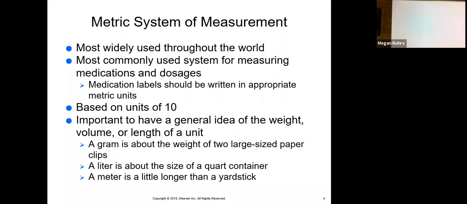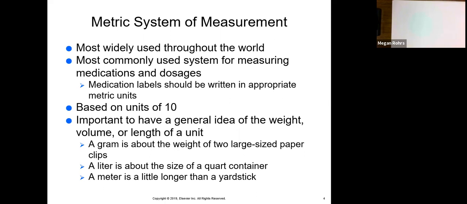The metric system, if you turn in your book to page 80, we have a good table here that has all of the metric units that we will be seeing. So the most common unit of weight that we'll be using is probably going to be the milligram. We see a lot of medications measured in milligrams.